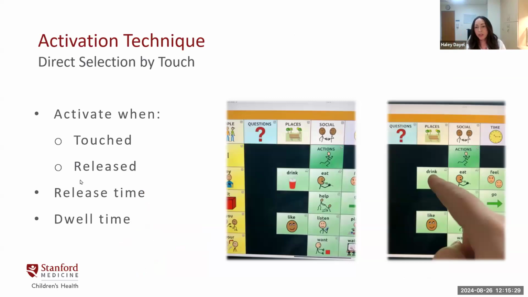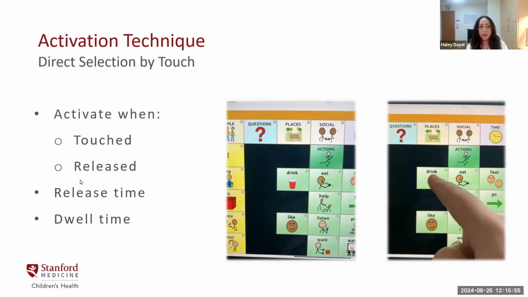We can also make some adjustments to the touch access settings that are in the device. For example, we might change the access settings so that a selection activates the moment that we touch the screen, or it could activate the moment that we lift our finger up from the screen. We can also adjust the settings to ignore selections for a certain period of time after we make a selection. This is something that you sometimes see called a release time.